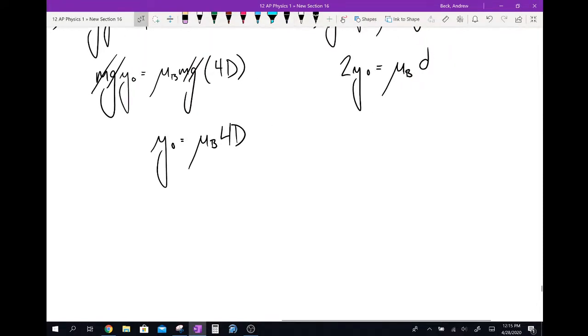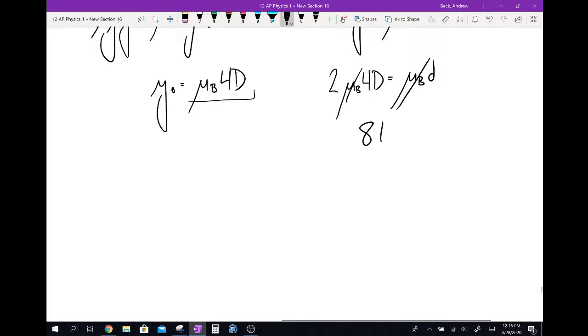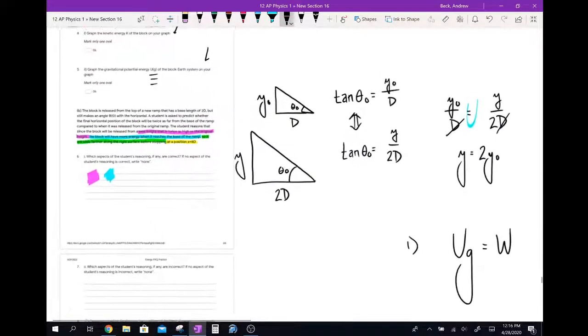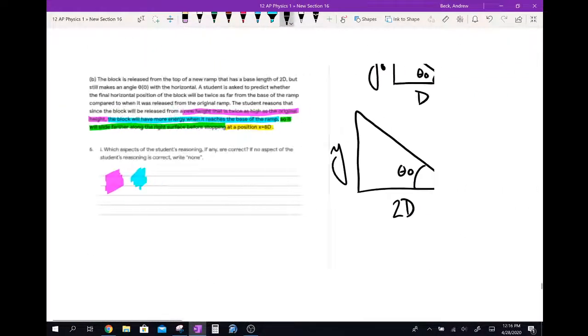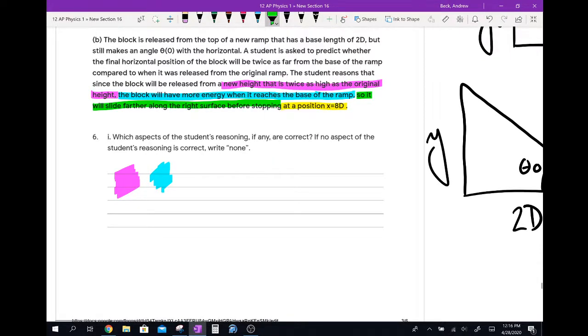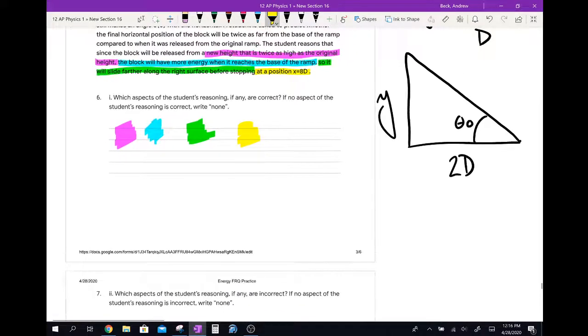So let's do some substitutions. We can say y naught is equal to this, so we can sub that in. 2 times mu b times 4d is equal to mu b times d. Cancel that out. Oh, we have 8d is equal to our lowercase d, this displacement. So it does look like because we doubled, that kind of was two birds with one stone. We proved there that if it has more energy because it's related to force times displacement, it will slide further, and then we also proved that it will go to 8d.